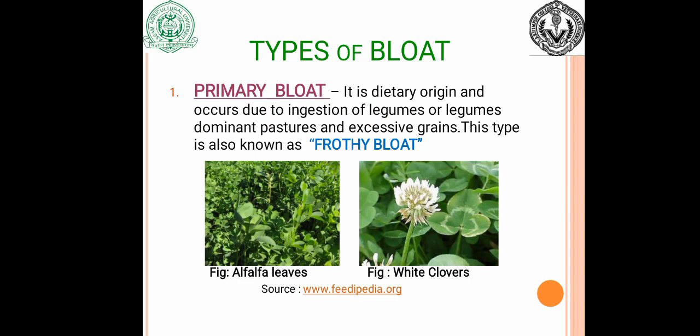Types of bloat. There are two types of bloat. The first one is the primary bloat. It is dietary in origin and occurs due to ingestion of legumes or legume-dominant pastures such as red clover, white clover, ladino, alfalfa leaves, and also excessive grains. This type is also known as frothy bloat.